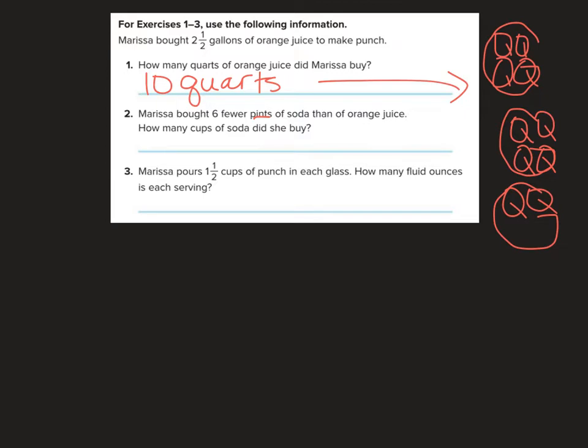So each one of these, let me choose a different color here, has pint, pint, pint, pint. Oh gosh, this is going to take a while. I'll pause the video. Okay, so she bought 2, 4, 6, 8, 10, 12, 14, 16, 18, 20 pints of orange juice. Okay, and it says she bought 6 fewer pints of soda than orange juice. So I should take away 6 to figure out how many she bought of soda. So that would be 14 pints of soda.